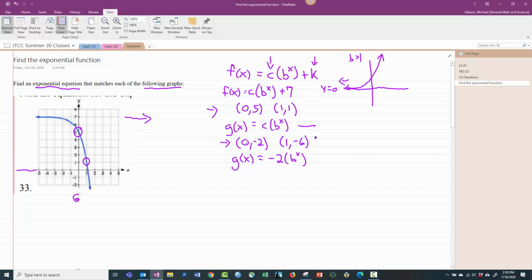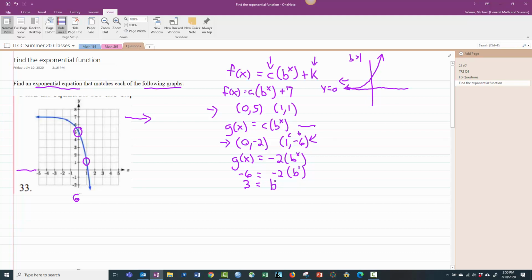Now we use our other point. Let's just plug it in. When x is 1, the function is minus 6. So minus 6 equals minus 2, b, plug in 1 for the x. All right. Now we've got to solve for b. Divide both sides by minus 2. 3 equals b, right? b to the first is just b.